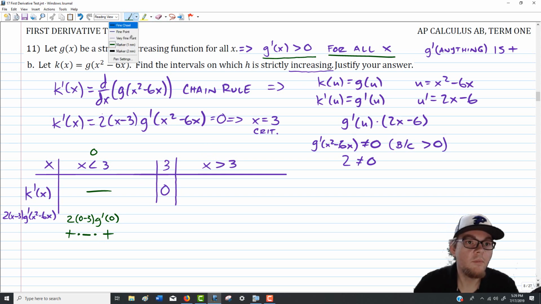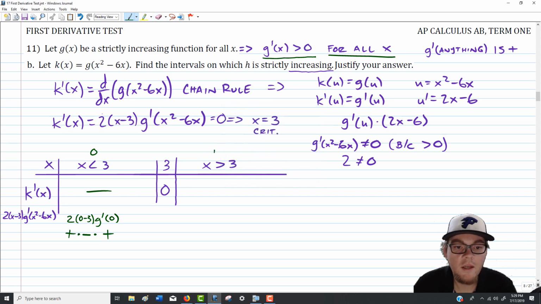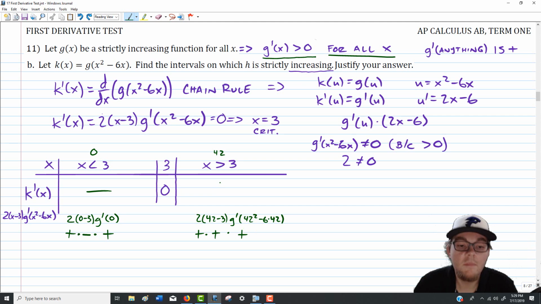On the other side, if we plug in a different value, actually I'll keep the same ones. Let's plug in one of my favorite numbers, 42. Nah, it's so big, I don't care. This will then be 2 times 42 minus 3 times g prime of 42 squared minus 6 times 42. Well, 2 is positive. 42 minus 3 is 39, which is positive. And g prime of some number, it's a big number, but it's a number, is positive as well, because, of course, g prime of x is positive for all x values. That means a positive times a positive times a positive is positive.